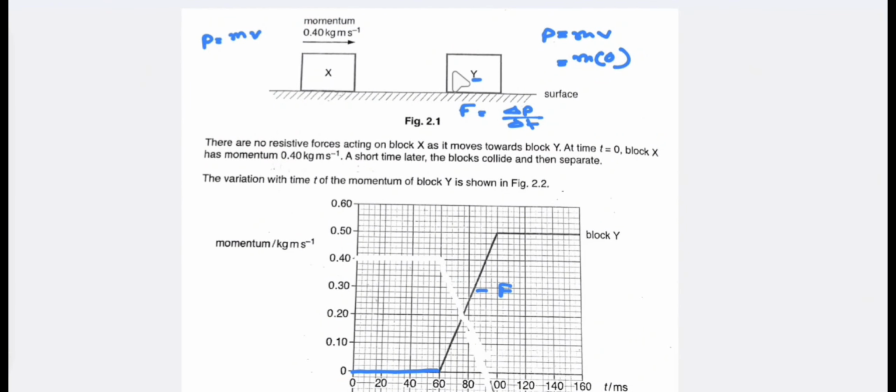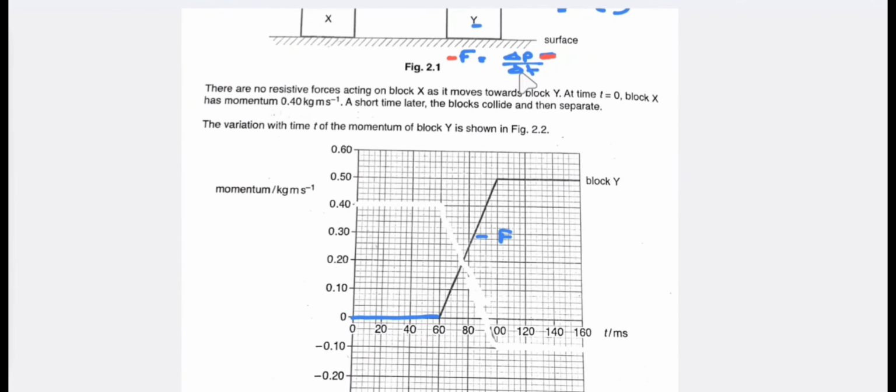And as collision occurs between X and Y, there is a change in momentum. So as the collision occurs, the force acts on the objects. The resultant force acts on the object, and we know that resultant force is equal to change in momentum divided by change in time. So as the collision occurs, there must be some resultant force, and since there is a resultant force, there is a change in momentum.